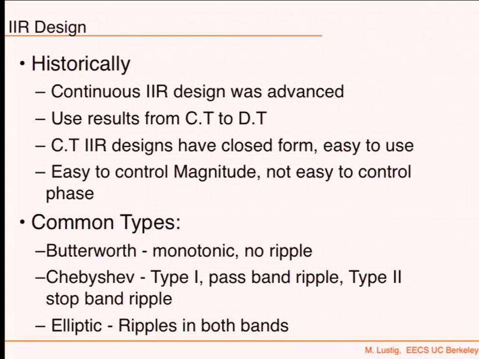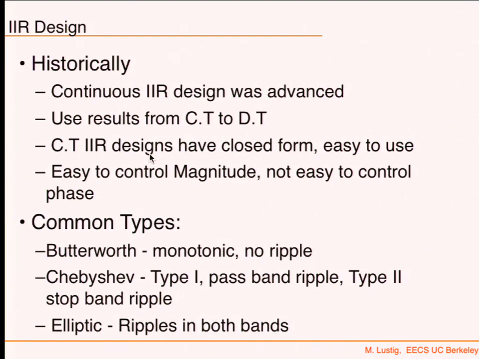Now, if you want to design directly in discrete time, things are not as trivial as in continuous time because once you have something discrete, the frequency domain has this aliasing in it. It has to be periodic, which causes some issues if you want to come up with analytical functions to do this. The nice thing about continuous time IIR designs is that they have closed forms. They're really easy to use. With that closed form, you just plug in the cutoff frequency and so on, and then you've got yourself the representation for the filter.